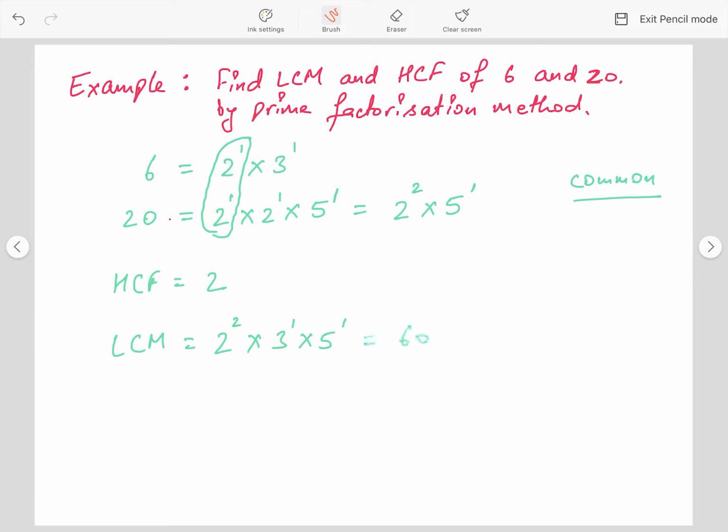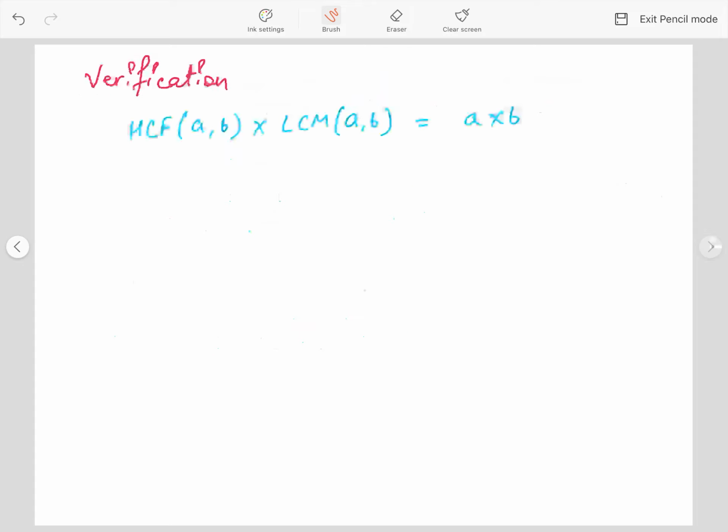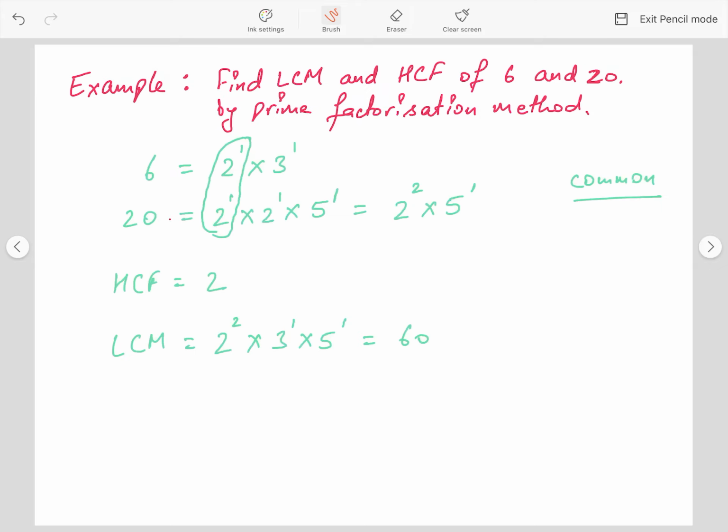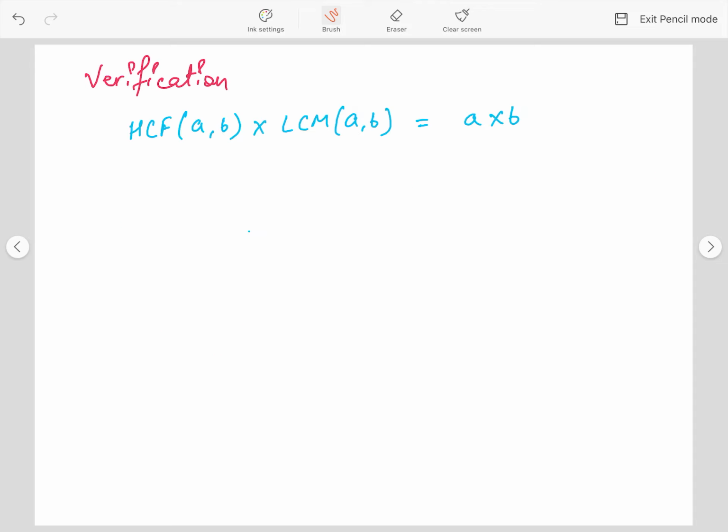Now we can verify our result also. For any two positive integers a and b, the product of HCF and LCM is equal to the product of the numbers. So HCF into LCM is equal to a into b. HCF we have got in the last example is 2, and LCM is 60.